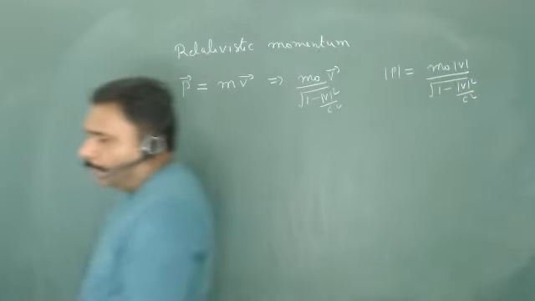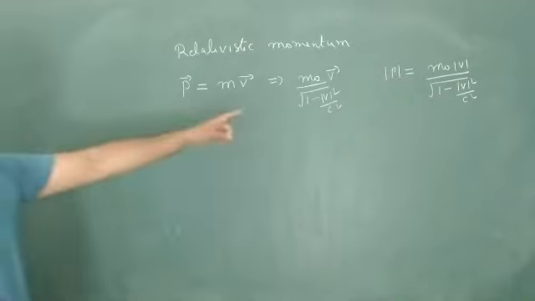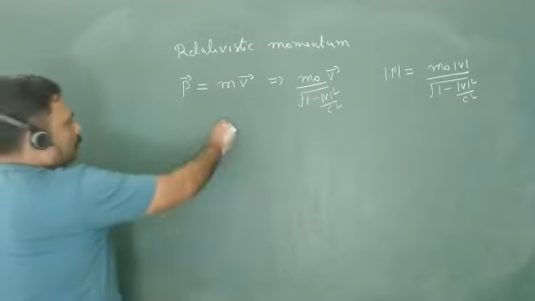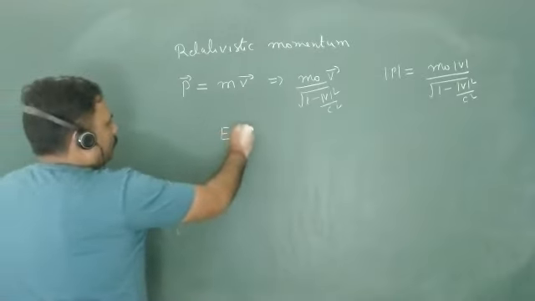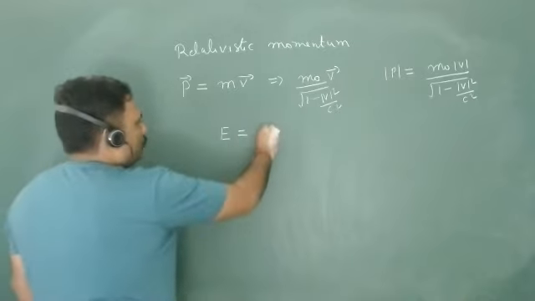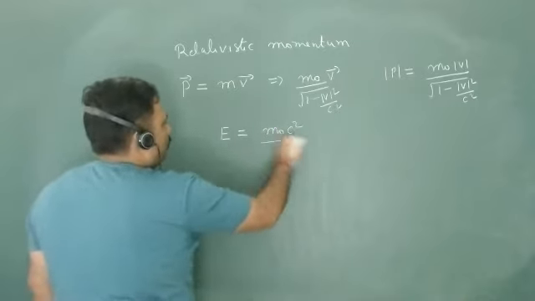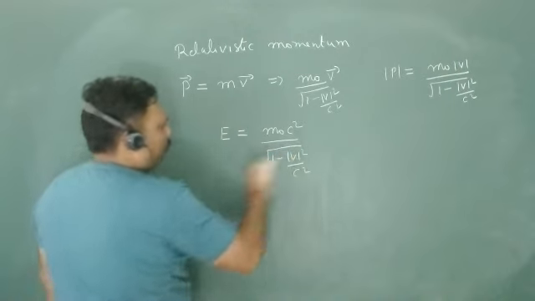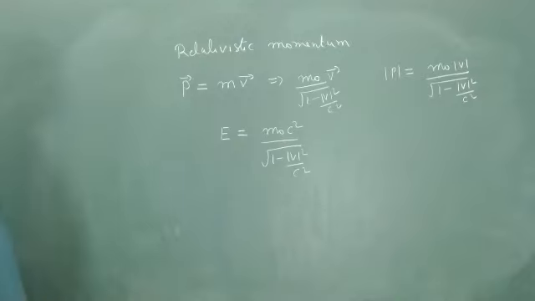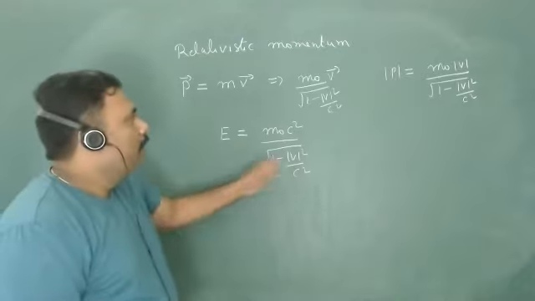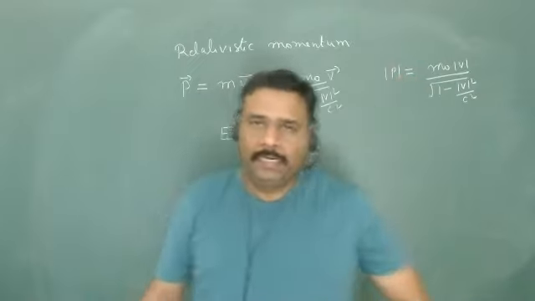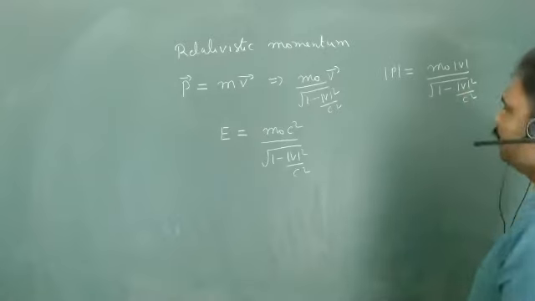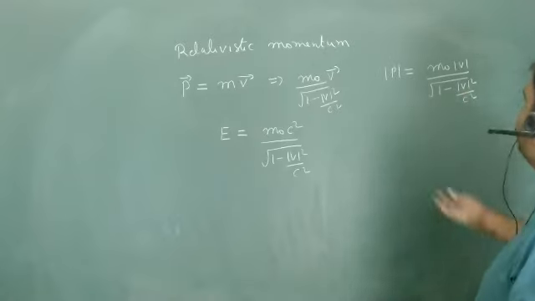So now we have this particular definition between momentum and velocity. We also have the definition for the energy, and this energy is m naught c square upon root under 1 minus mod v square upon c square. So what we can do, we can easily replace v with momentum here. Can we replace v with momentum? Mod v को momentum से replace कर सकते हैं? Yes. How will you do it?